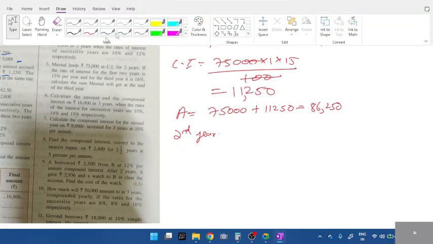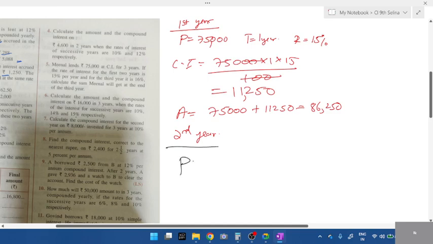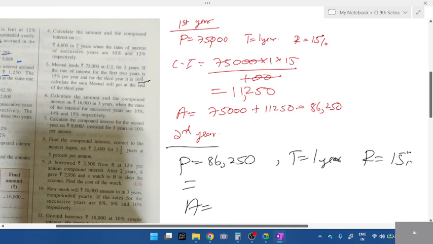Second year, what is the principal? 86,250. Time is the same, 1 year. Rate, is it same or different? For the first 2 years, it is 15, right? 15% calculated. So if you calculate again, you'll get the amount, students. And that amount becomes the principal for the third year. And third year, what will be the rate? 16%. Clear? That is how we solve.